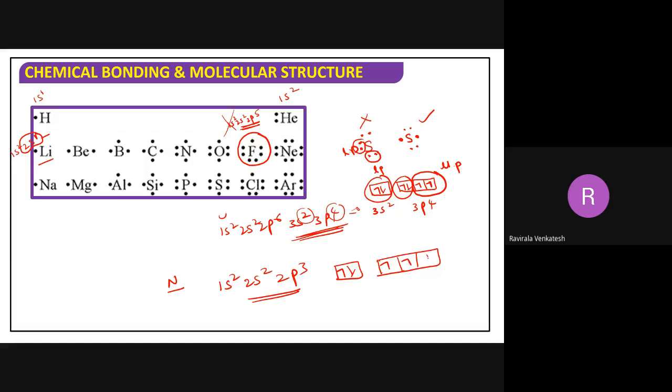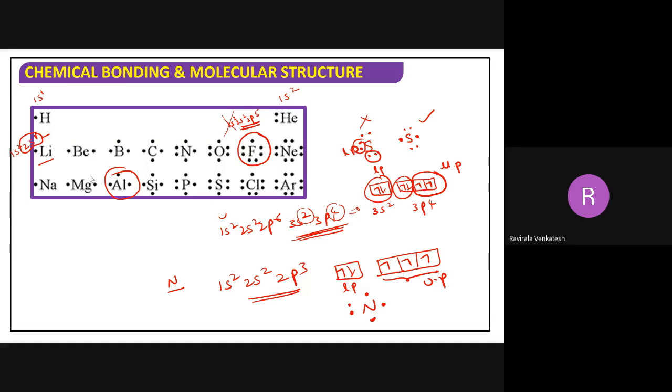Half-filled configuration. Now when you write nitrogen, the lone pair is written like this, and the unpaired electrons are written like this. Unpaired electrons are shown by a single dot. Lone pair is shown by a double dot. Now when you observe here, how many unpaired electrons are there on aluminum? Three, sir. Three.